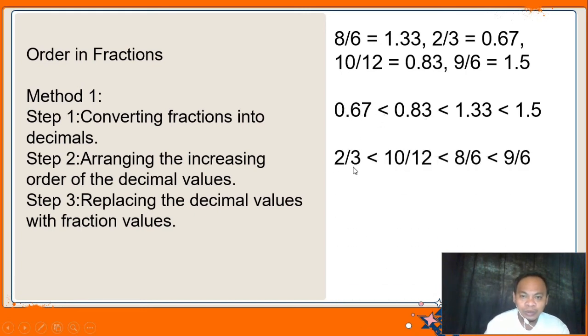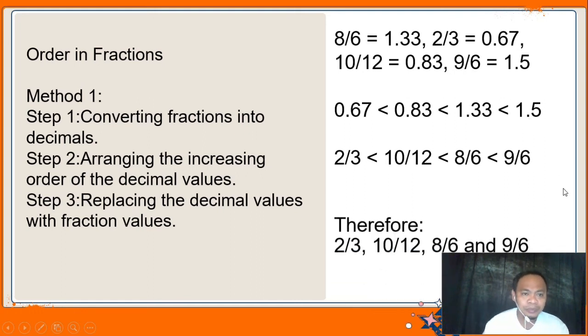2 over 3, ito po siya, si 0.67. Followed by 10 over 12, ito po siya, 0.83. And followed by 8 over 6, ito po siya, 1.33. And the last or the highest value is 9 over 6, ito po siya, 1.5. Okay, so ganyan lang po.